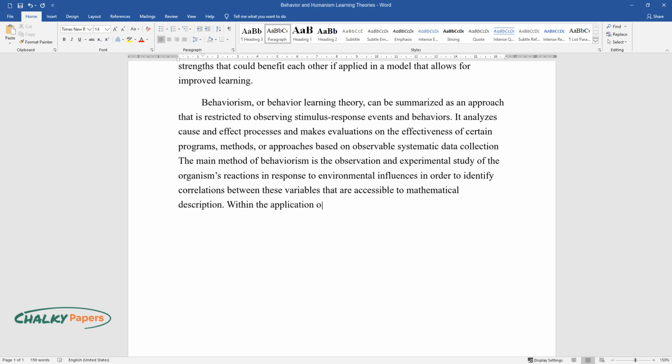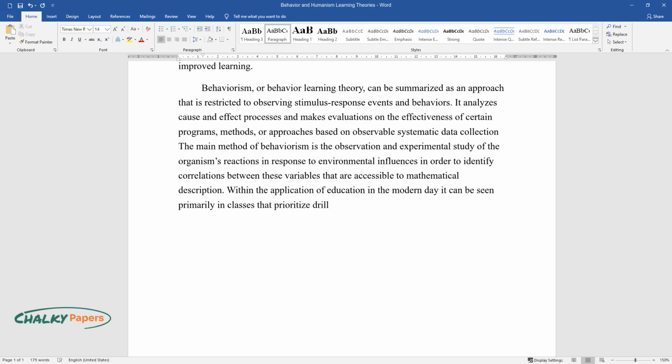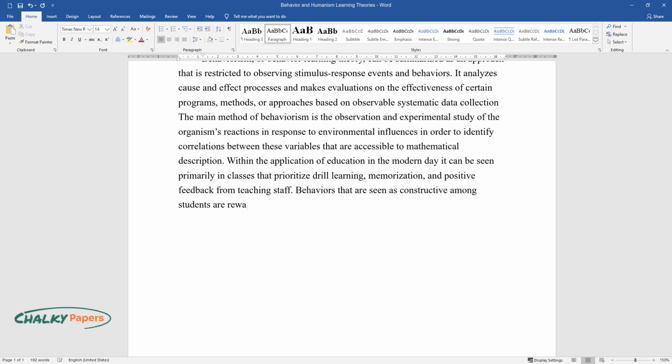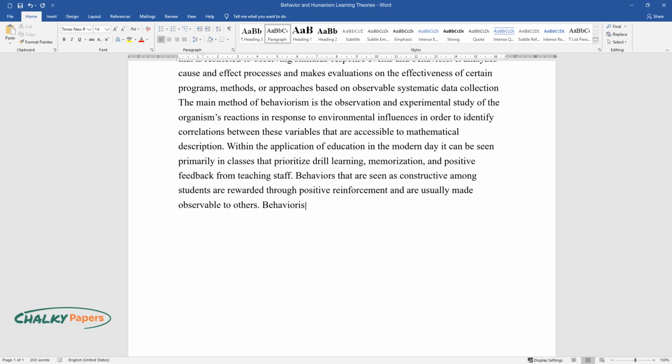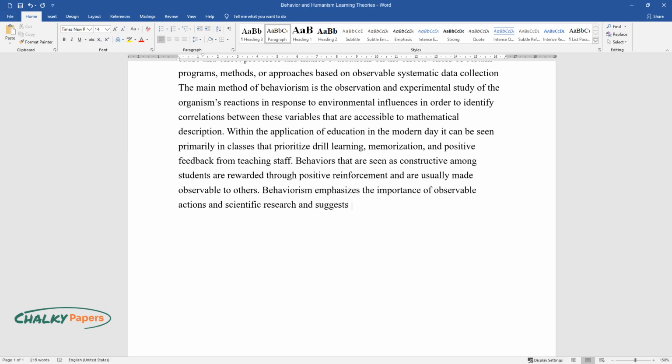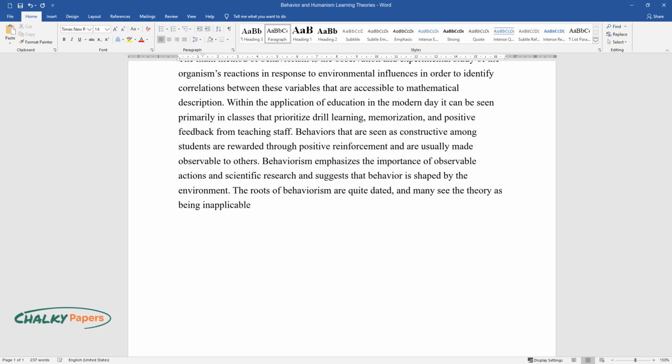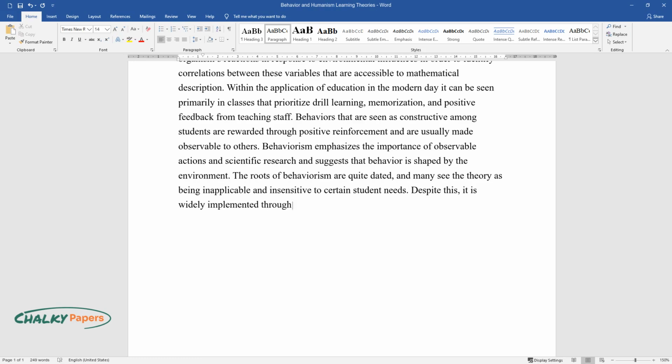Within the application of education in the modern day, it can be seen primarily in classes that prioritize drill learning, memorization, and positive feedback from teaching staff. Behaviors that are seen as constructive among students are rewarded through positive reinforcement and are usually made observable to others. Behaviorism emphasizes the importance of observable actions and scientific research and suggests that behavior is shaped by the environment. The roots of behaviorism are quite dated, and many see the theory as being inapplicable and insensitive to certain student needs. Despite this, it is widely implemented throughout global education.